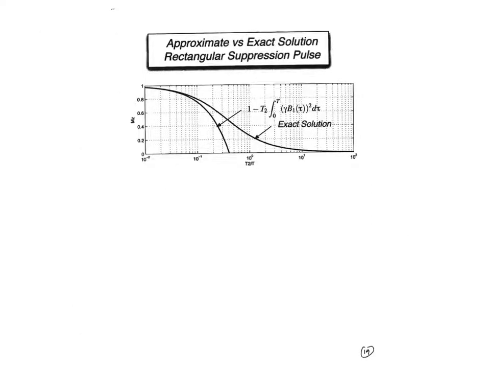And here's a plot to finish off. Here's a plot of that approximation that we made for Mz during the pulse versus the exact solution. You can see that it holds fairly well for the short T2s relative to the duration of the pulse, but not very well for the longer components.